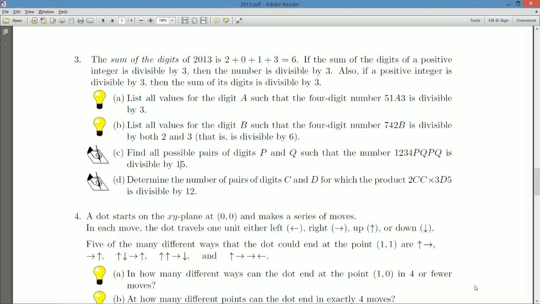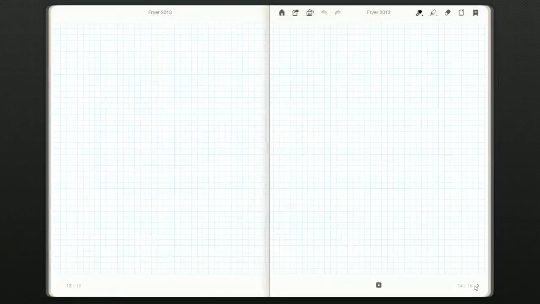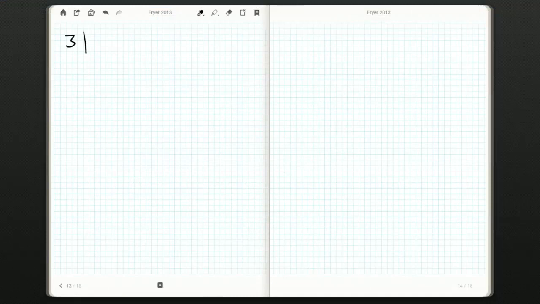Now, are we asked for values, possible pairs of digits P and Q? Okay. So we do want to work out P and Q. Sometimes they ask us to do something special, like just determine what possible values P plus Q can be. Alright. So 3 divides 2 times 5 plus P plus Q is one way to write this.